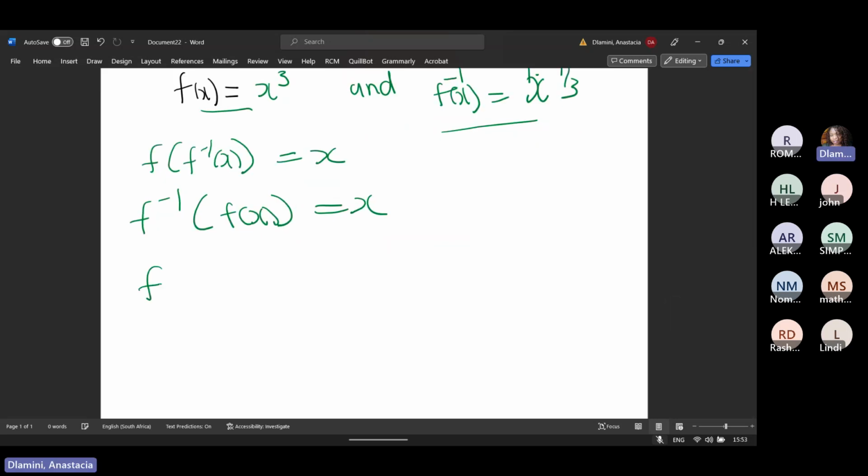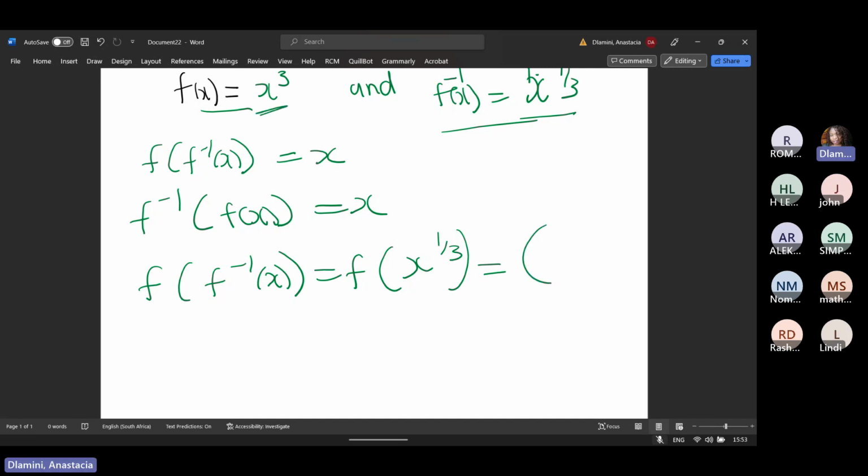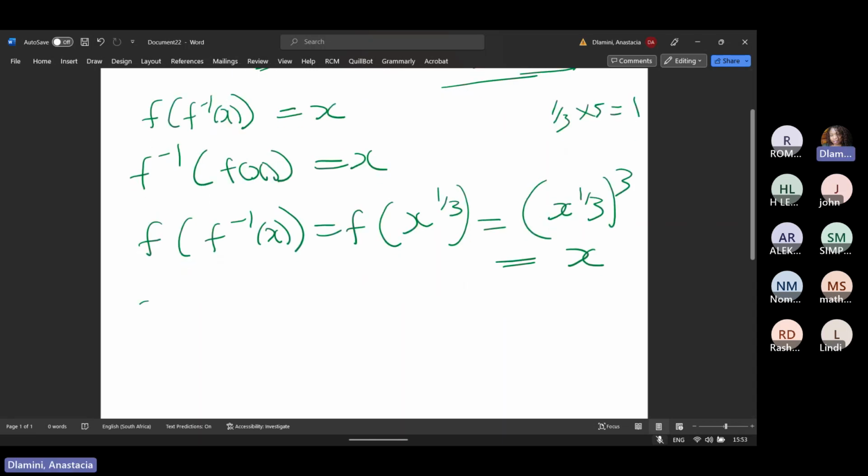Let's start with f composed with the inverse of the function. With f, we put this one, x to the power of 1 over 3, where we see x. So this would then be x to the power of 1 over 3, all to the power of 3. We know that 1 over 3 times 3 is equal to 1. So this is x. Let's go to the other part. So this is the inverse composed with f of x.